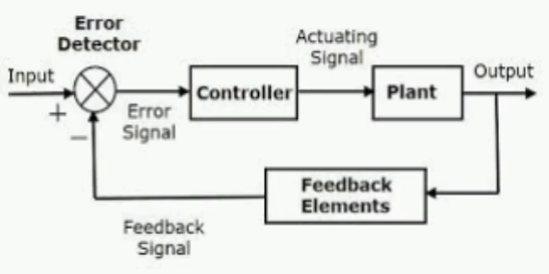Response to unit ramp input function. Time response expression: c of t equal to t minus tau plus tau into e power minus t by tau u of t. Here e of t equal to r of t minus c of t, which is tau into e power minus t by tau u of t. Steady state error e_ss is equal to limit t tends to infinity of tau into e power minus t by tau, equal to tau.